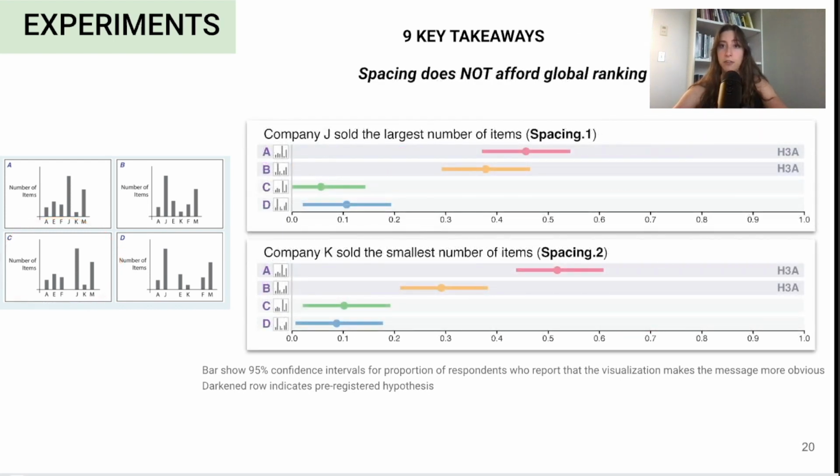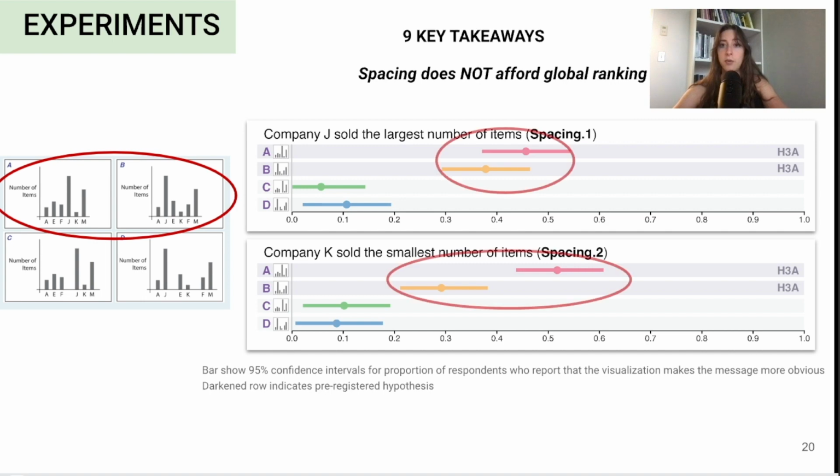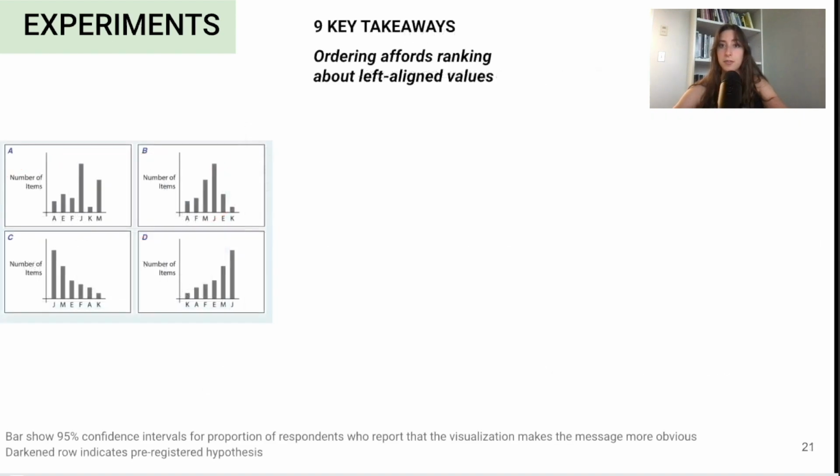At the same time, we found that spacing does not afford global ranking. So the top 2 charts, those that are regularly spaced, correlate with these pink and orange confidence intervals in the top 2 rows, and we can see that both of them are significantly further to the right than the bottom 2 rows, which show the spaced conditions confidence intervals.